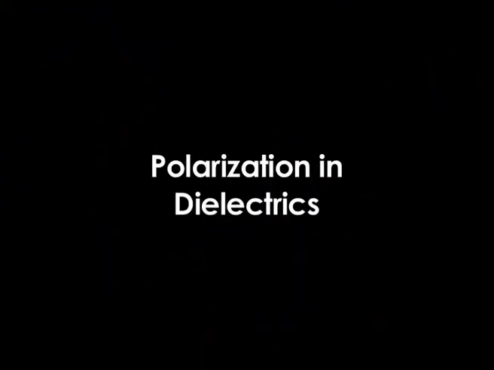In this program, we are going to talk about polarization in dielectrics, the dielectric constant, the linear, homogeneous and isotropic dielectric, boundary conditions, capacitance, some examples on capacitance, and finally the capacitance of a two-wire line. So, we start off with polarization in dielectrics.